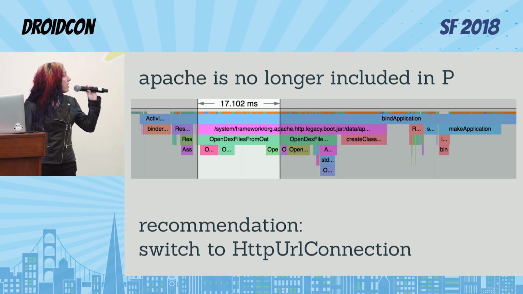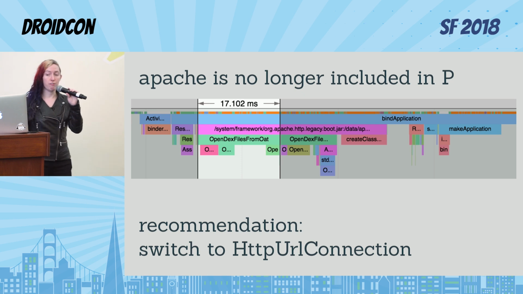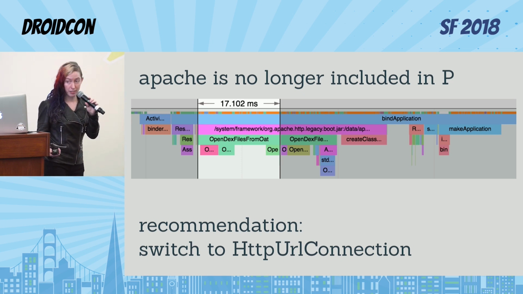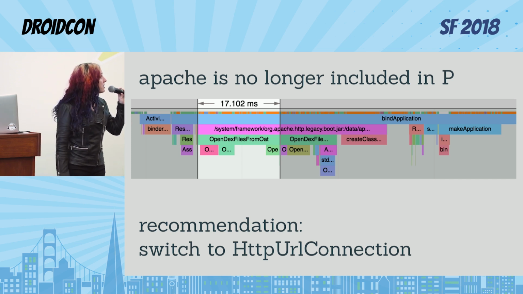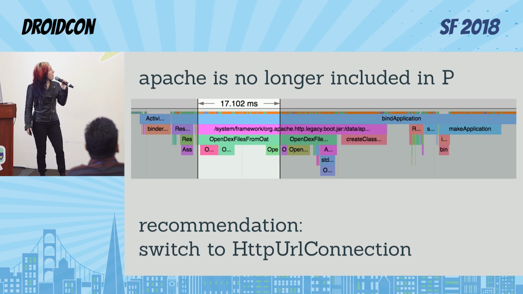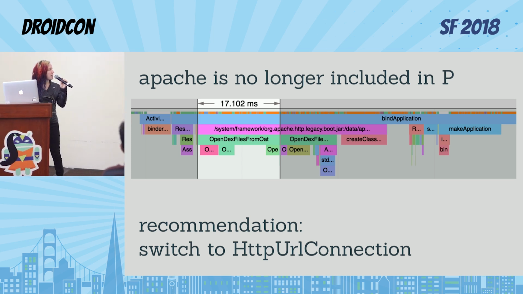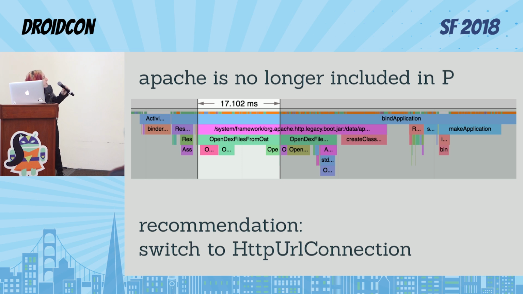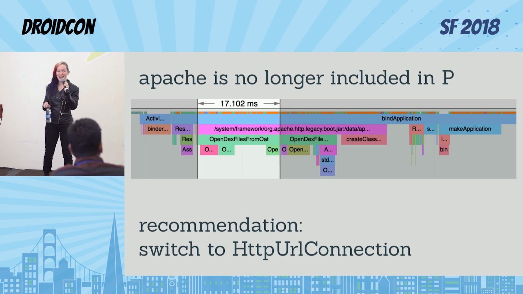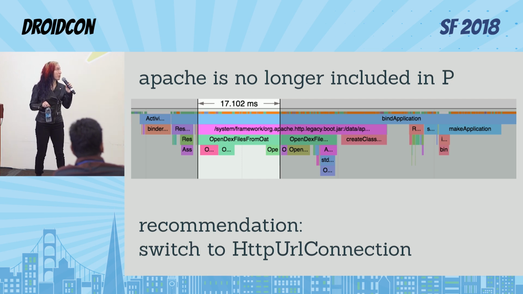In P, the Apache library is removed from the default class path. So if you're using this, it now needs to be loaded in additionally. And especially if it needs to be paged from disk, we can see that it can take a long time. The recommendation, as it has been for a few years, has been to switch to HTTP URL connection. And I'm really sympathetic if that's not something you want to do, because HTTP URL connection is not similar. But it might be worth it at this point now that there's a performance impact.